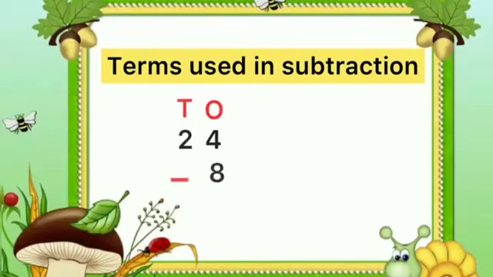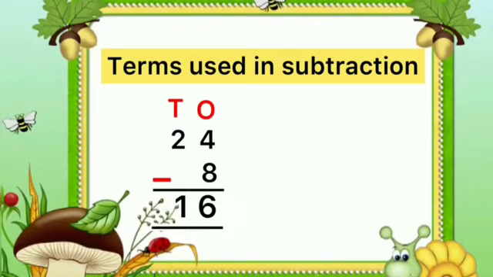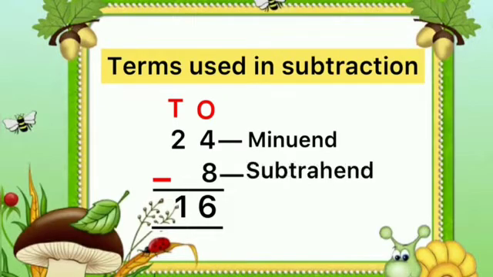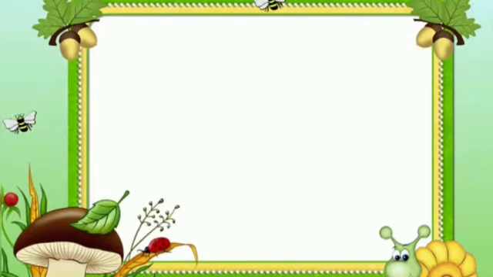Students, let's learn about terms used in subtraction. Yes, the number from which the other number is subtracted is called minuend. The number that is subtracted is called the subtrahend. The answer we get after the subtraction operation is called difference.